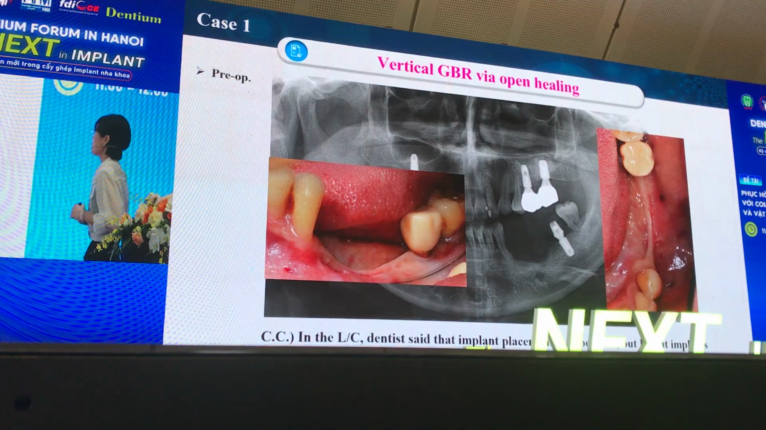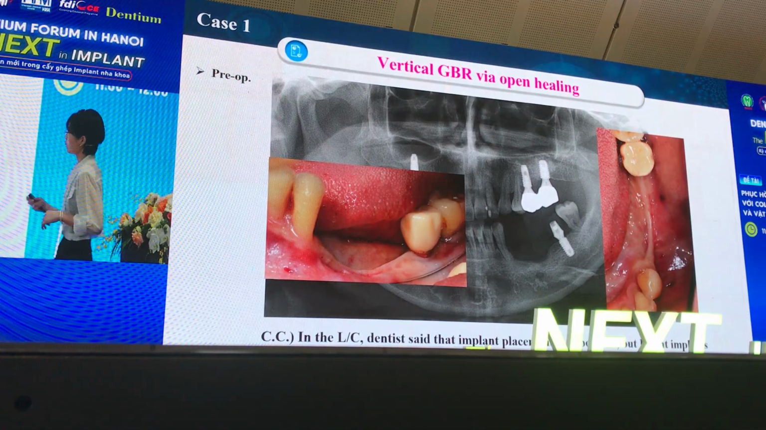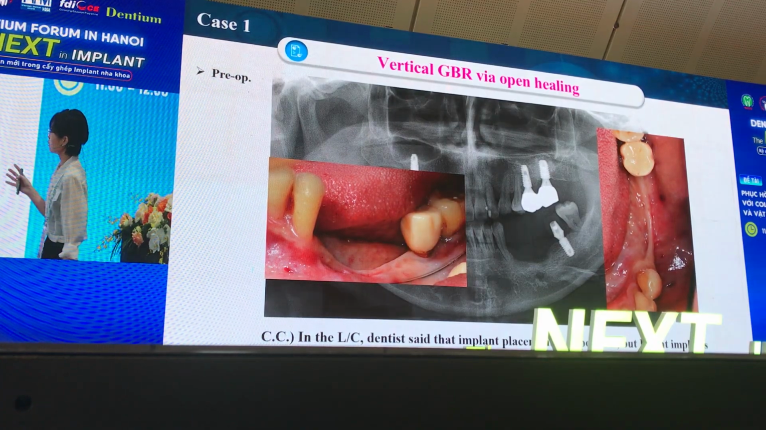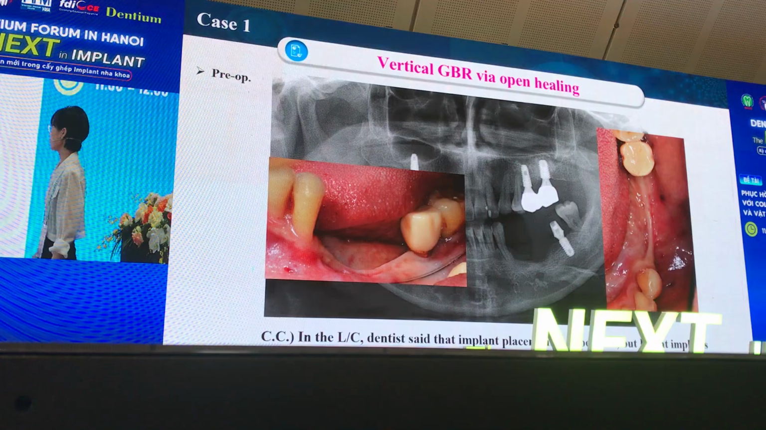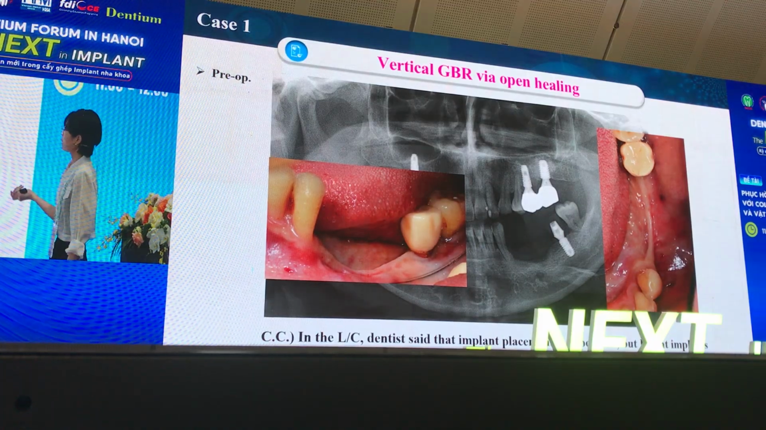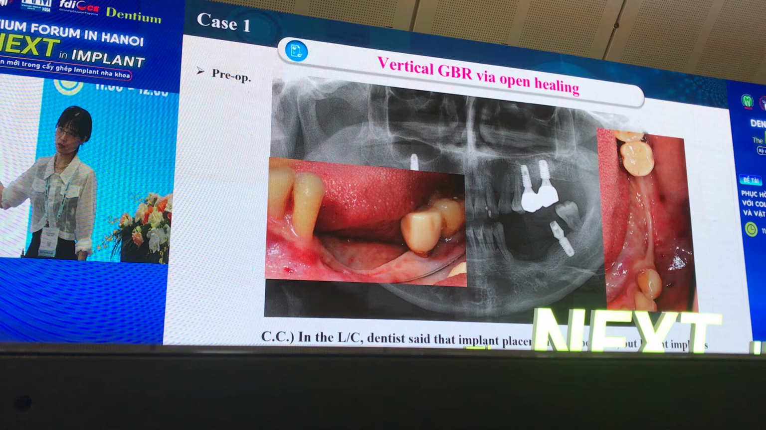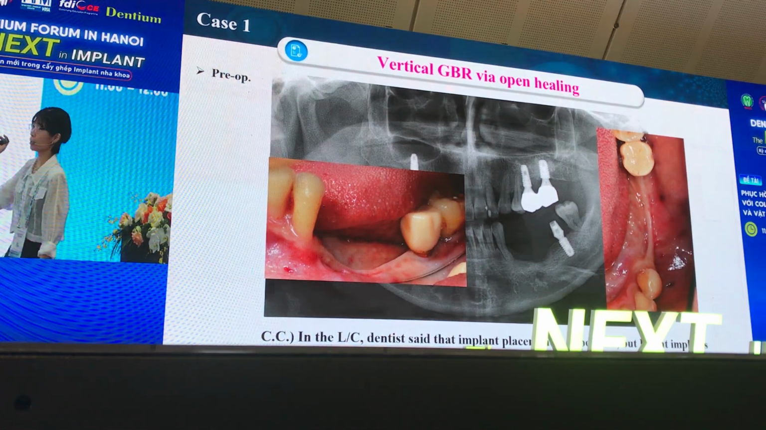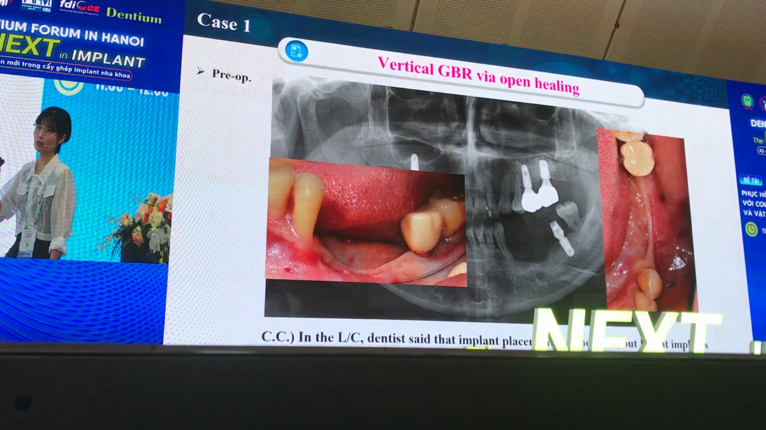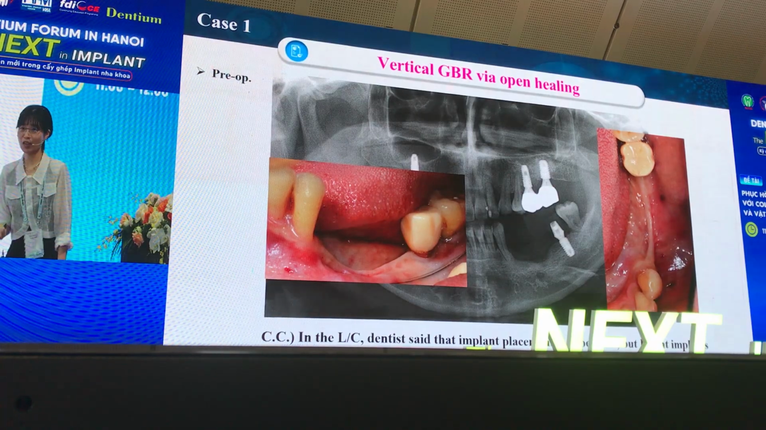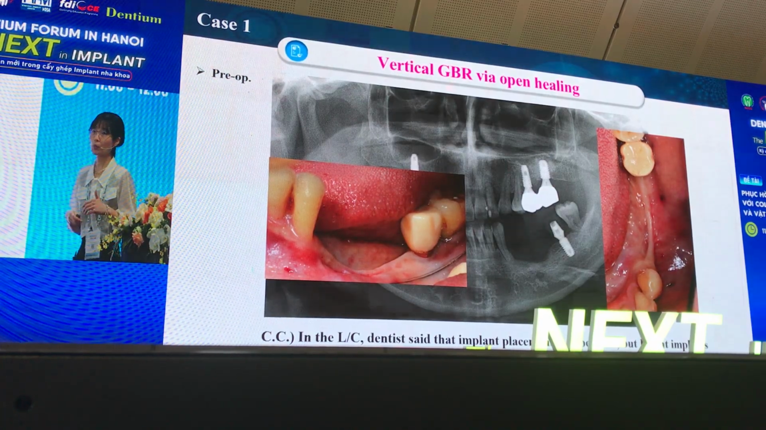So this patient came to my clinic. The chief complaint was that the dentist in the local clinic said that implant placement is impossible. But she wanted the implant placement. She already had implant failure in that position, and you can see the metal, the keratinized tissue, and also the vertical defect, right? But we have to place implants, and also we have to make the bone.